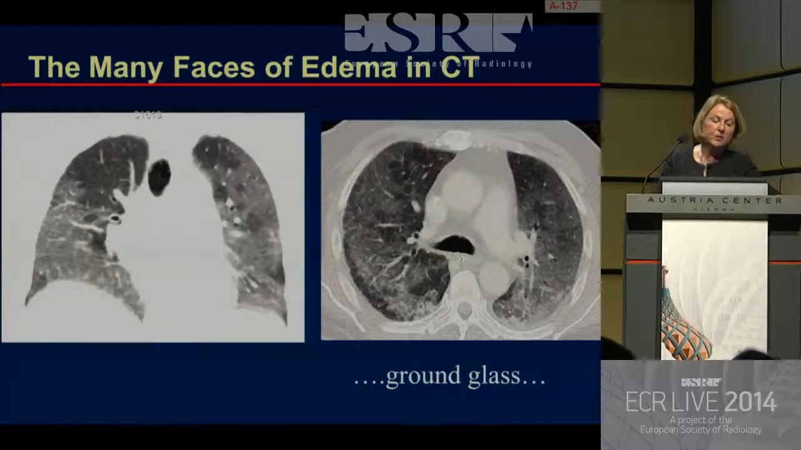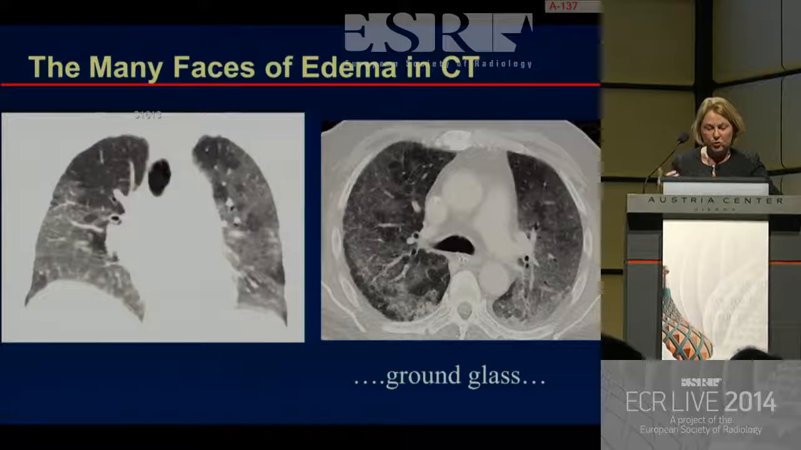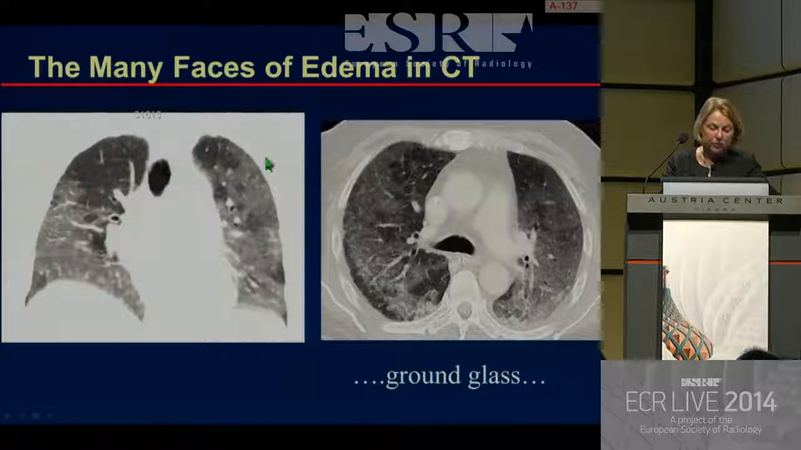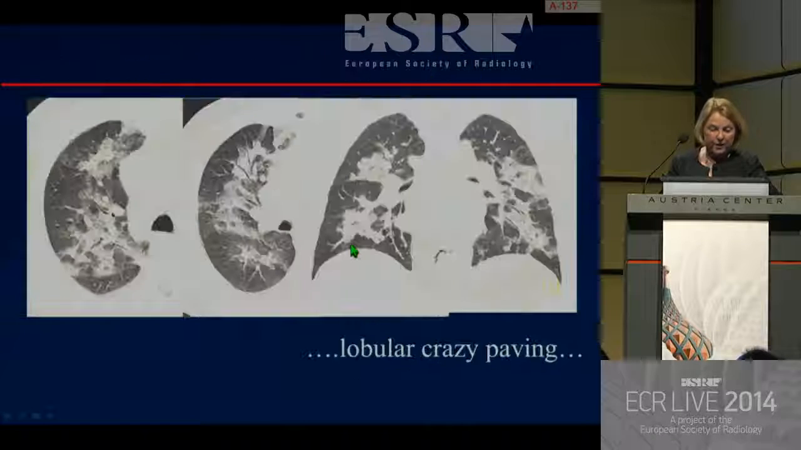But I named it the many phases of edema in CT. The problem is that we are not used to the fact that we have patients with just an edema on the CT scanner, but we have to consider it in our differential diagnosis. So we can see patients with only ground glass, as you can see here. Again, a little bit the subpleural sparing.